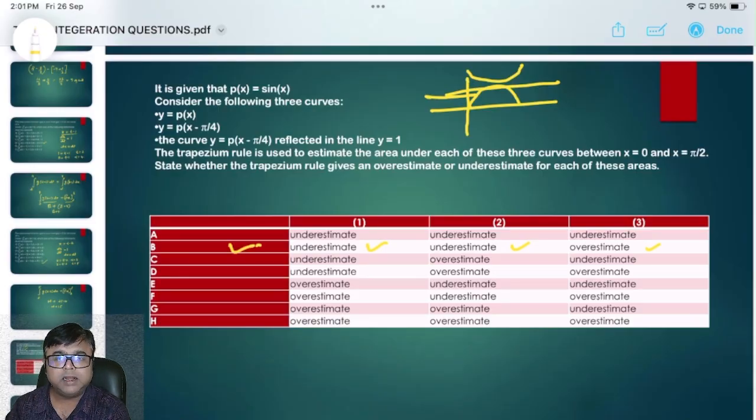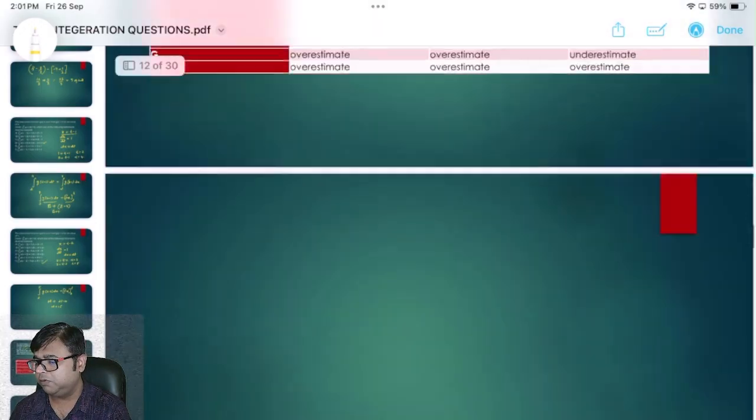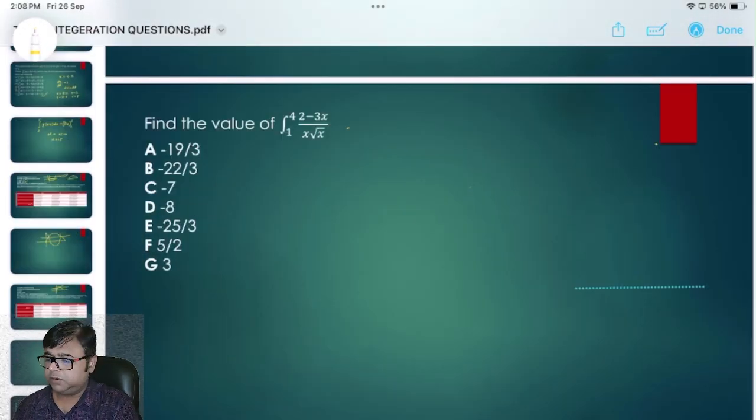That's understanding of the graph, translations, and knowing that if the curve is concaving up, it will be overestimating, and concaving down, it will be underestimating. If you know these three things, doing this problem is very, very easy, right? Let's move on to the next. Now let's move on to this question.